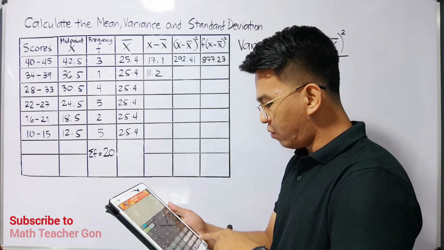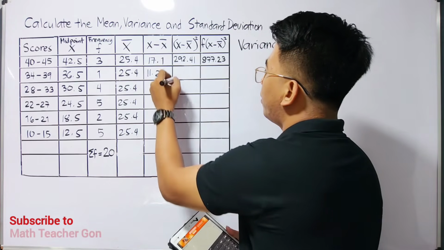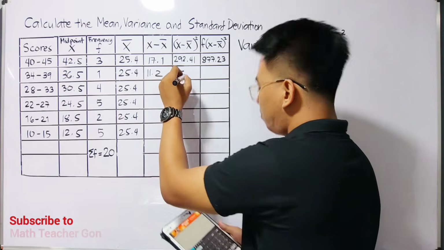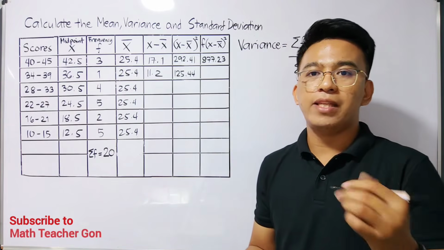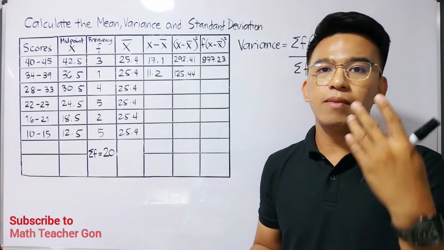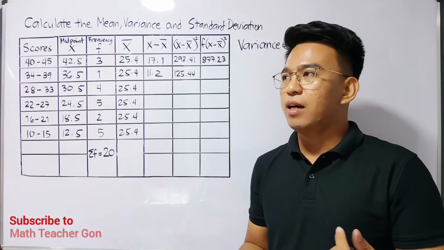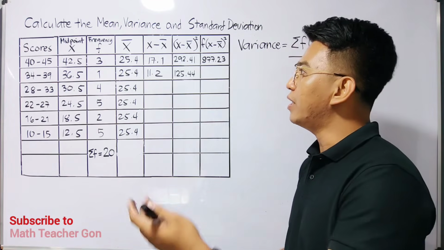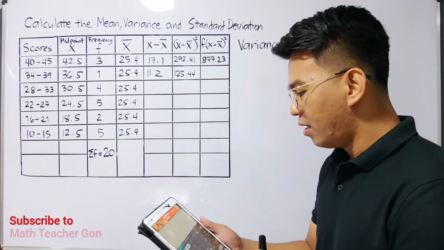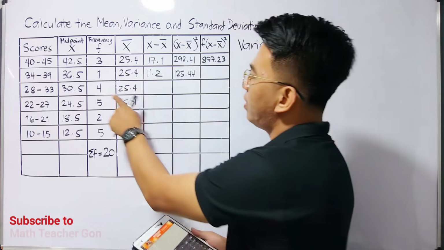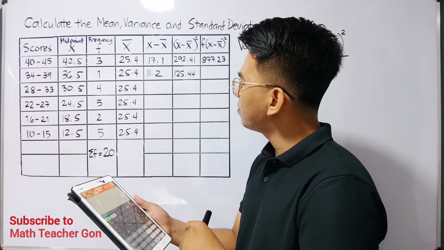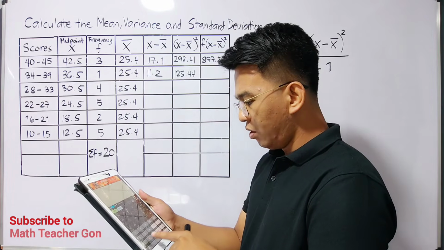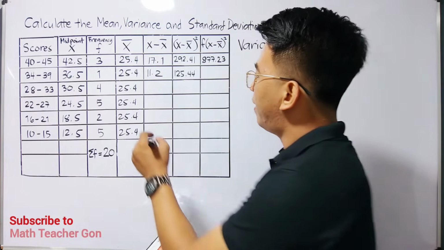Square 11.2. And the answer is 125.44. Sana marunong kayo gumamit ng inyong calculator kasi isa yun sa mga pwede nyong edge when you're doing this part. Next naman natin, ito naman, 30.5 minus 25.4. And that is 5.1.